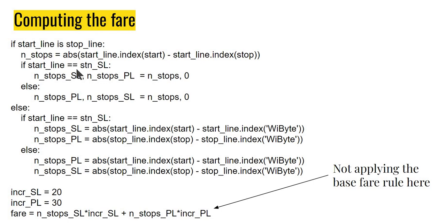On the other hand, if I have an interchange, I again figure out if my starting line is scratch line, then I know that the first move towards this interchange is on the scratch line. The next move from the interchange to the destination station is on the Python line, and vice versa. Now I have a certain fare for both of these, and I compute the fare accordingly. Here I'm not applying the base fare because this just adds complication without adding any further insight. So let's just implement this first, and then we'll come back and discuss this a bit more closely.